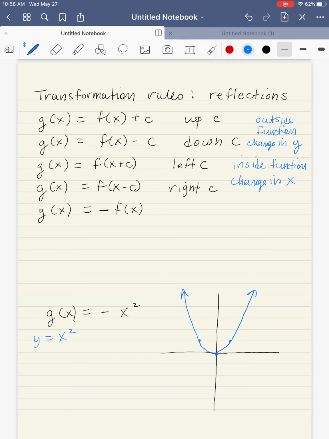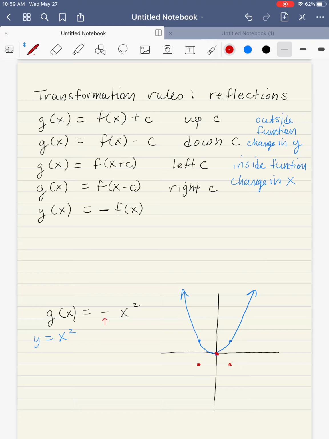Now, what we're looking at in this lesson is what does this negative out front of the graph do? What it does is it takes every single one of our points, our ordered pairs on the graph of x squared, and then takes that number and makes it a negative. So if I have the point (1, 1), it becomes (1, -1). And if I have the point (-1, 1), it becomes (-1, -1). And then a negative 0 is still just 0.